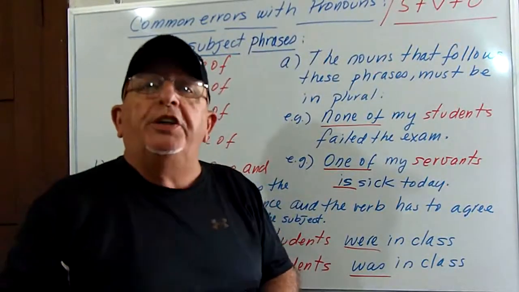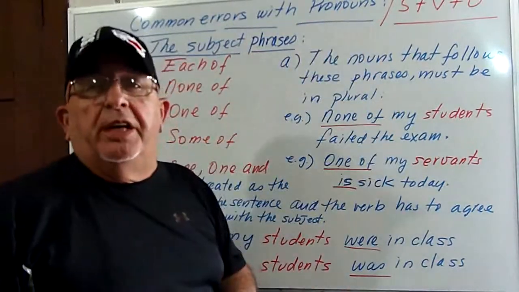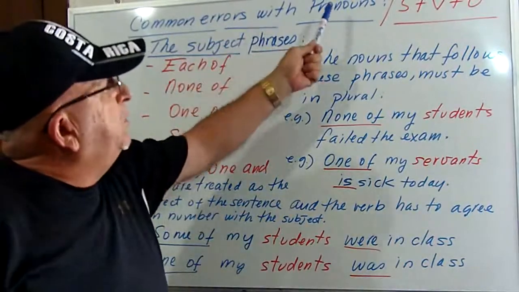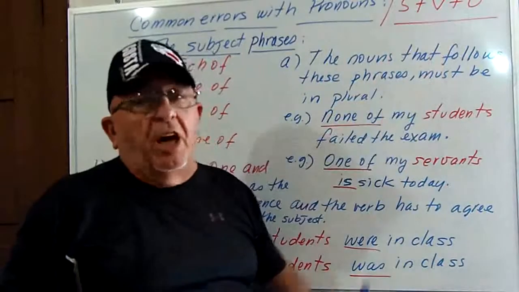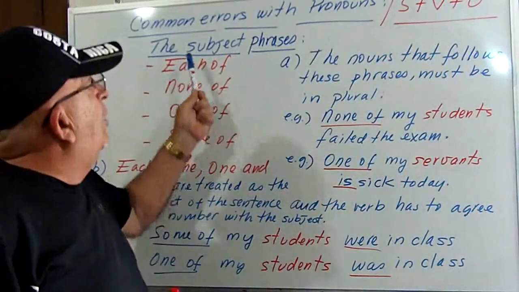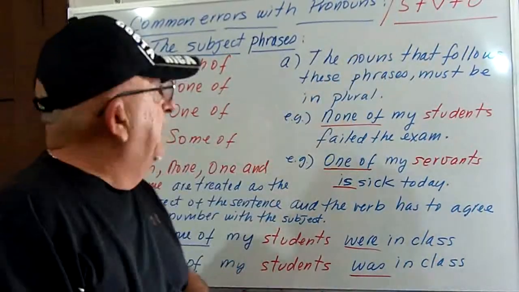And we're going to learn some common errors that we make with the use of pronouns, okay? So here we have common errors with pronouns. This is a typical sentence structure, no? The subject, the verb, and the object, okay? These words that we see here are called subject phrases. So they go at the beginning of the sentence.